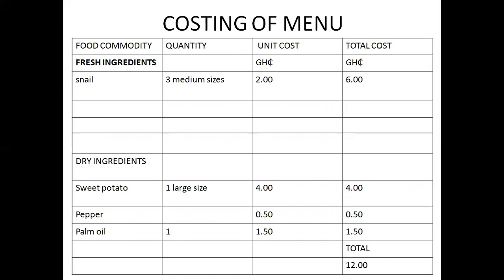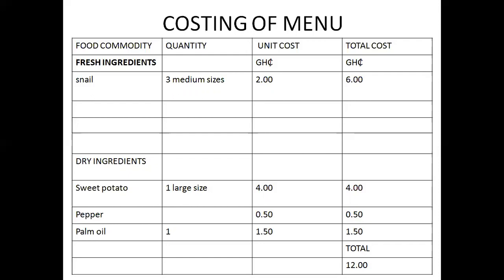So let's look at this table. We have food commodity, quantity, unit cost, and total cost. Under the food commodity, you have to group them under fresh ingredients and what? Dry ingredients. Which of them comes first? If you are starting with fresh ingredients, then you list all your fresh ingredients under fresh ingredients, and all dry ingredients under dry ingredients.